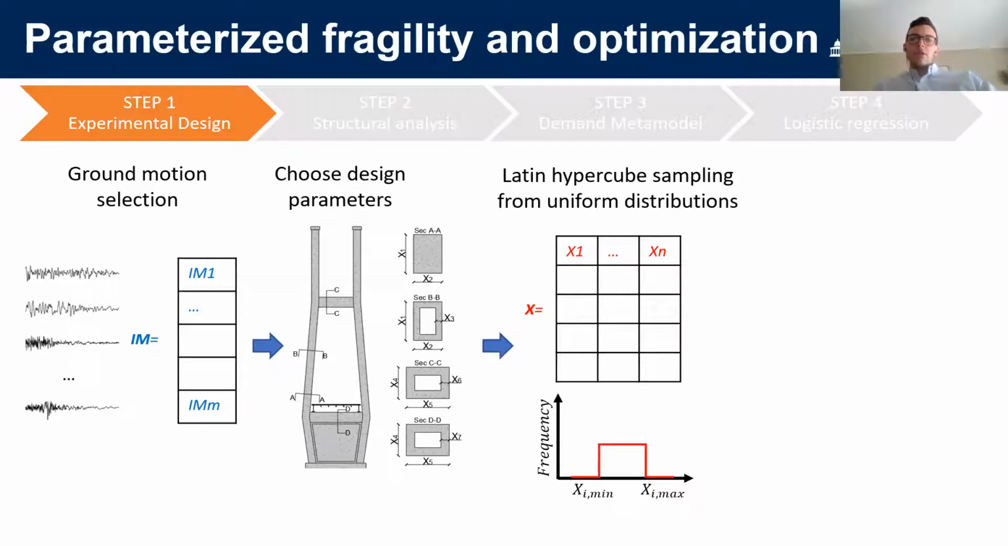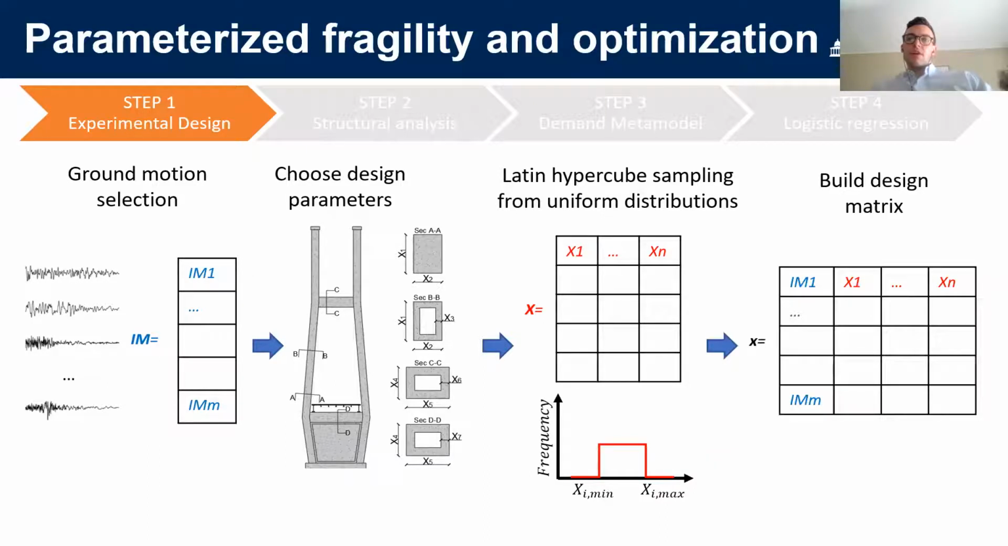And then we assign to each one of these parameters a uniform distribution that spans between the limits beyond which we won't allow the change to happen. Based on this, we implement a Latin hypercube sampling to generate a large number of combinations of parameters, which means a large number of different design combinations. And eventually, we join the matrix of the ground motions, of the intensity measure, and the matrix of design parameters to build the design matrix.